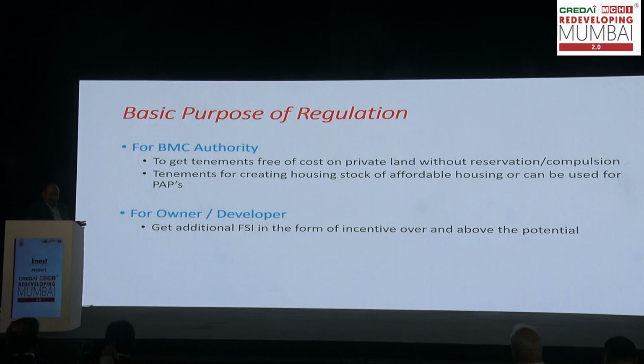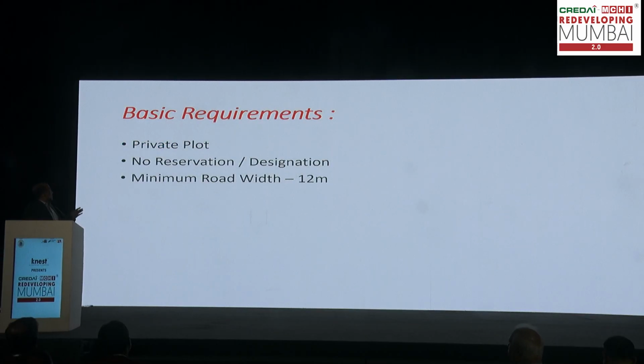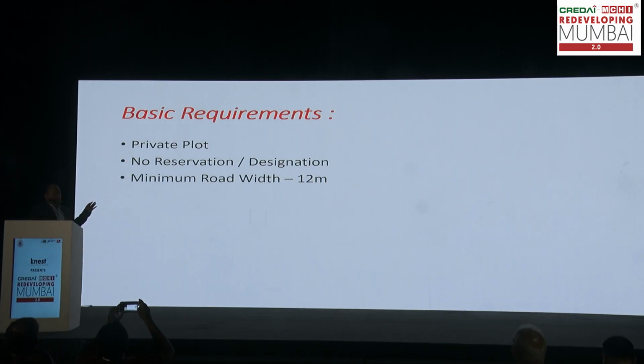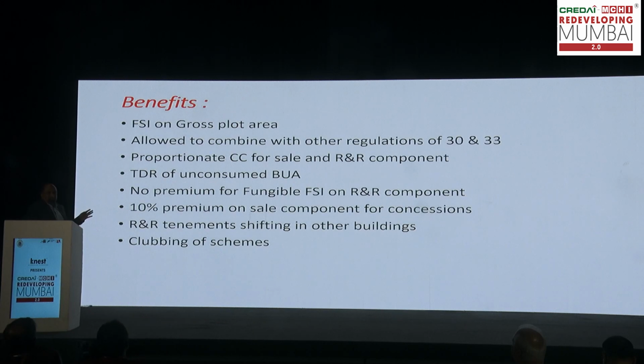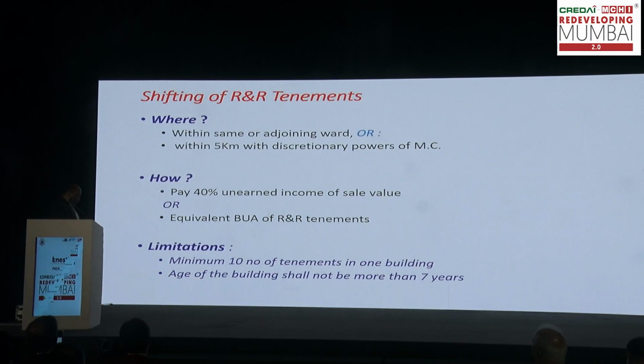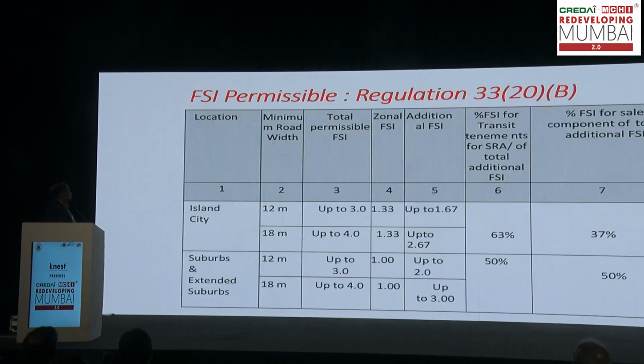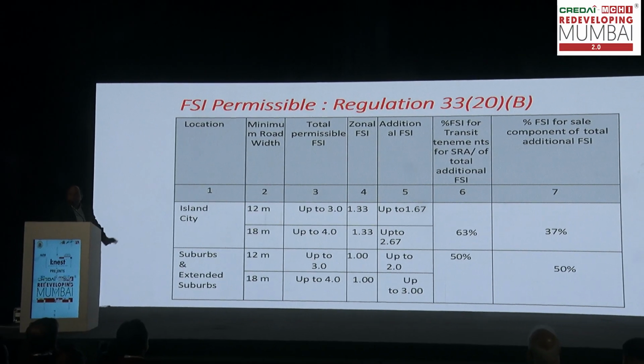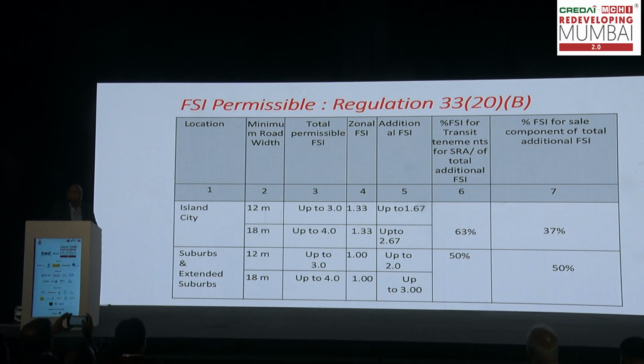So what exactly is that? These are the basic requirements: it should be a private plot, there should not be any reservation, and the minimum road width should be 12 meters. These are some benefits of a more technical nature. Then, this is the FSI permissibility in this 33(20)(B).